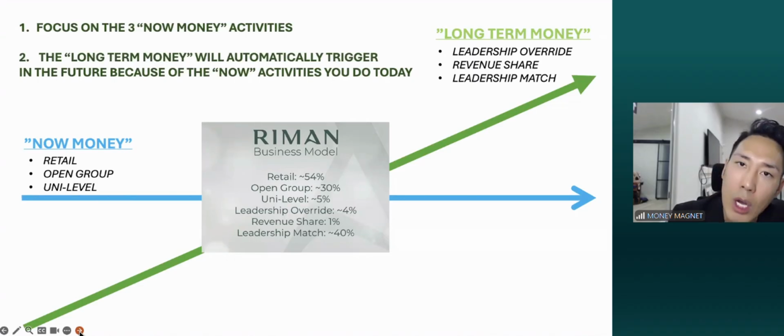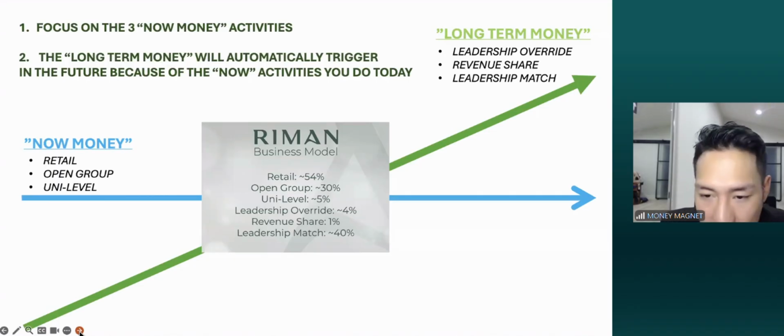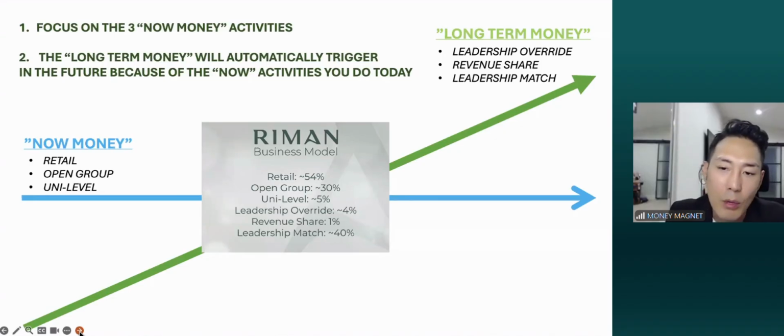I often talk about McDonald's, right? McDonald's is the most successful franchise in restaurant history. Why? Not because they have the most mouth-watering burgers, but because they focused on fast duplication and convenience, right? Same thing. Open group allows you to do aggressive expansion, right? So I would say the most money paid out would be the retail and the open group.